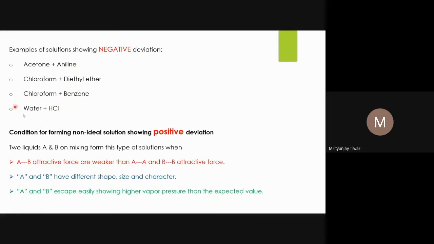The water and HCl solution also shows negative deviation, because we know HCl is ionized in water, and after it gets ionized, it forms H plus and Cl minus. H plus will bind to the lone pair of water to form the hydronium ion, and Cl minus will also not be isolated. Cl minus ion will be surrounded by different water molecules through the positive pole of water, and so there is hydration of chloride ions. There is a strong interaction between HCl and water, stronger than the interaction between two HCl or two water molecules. So this solution also shows negative deviation from Raoult's law.